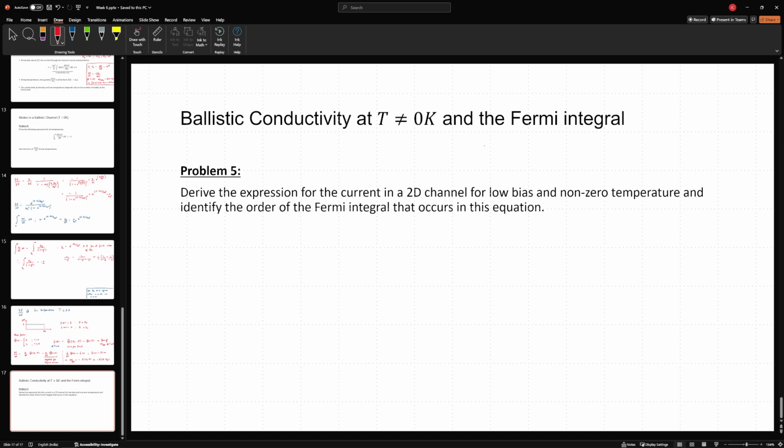Okay, so there is the expression for a current in a 2D channel for low bias at non-zero temperatures, and identify the order of the Fermi integral that occurs in this equation. So let us begin. The current I is 2q squared upon h. So very quickly, this quantity right here is called the quantum of conductance.